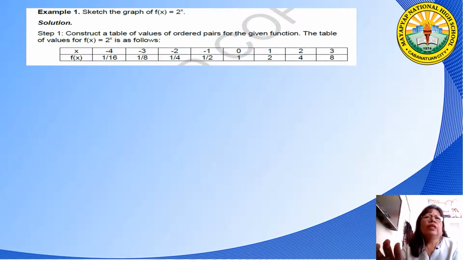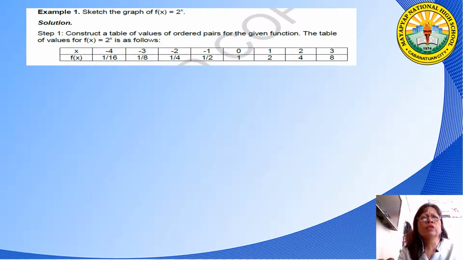From the given example, sketch the graph of f(x) equals 2 raised to x. The value of b, or the base, is 2, so b is greater than 1. For the solution, you first construct a table of values to identify the ordered pairs for the given function, and then you graph. So the table of values for f(x) equals 2^x is as follows.